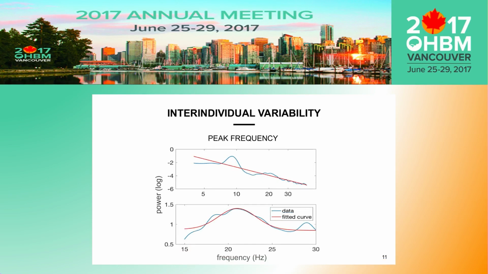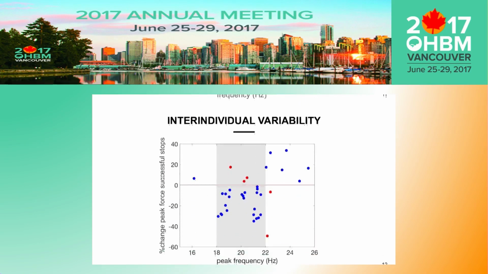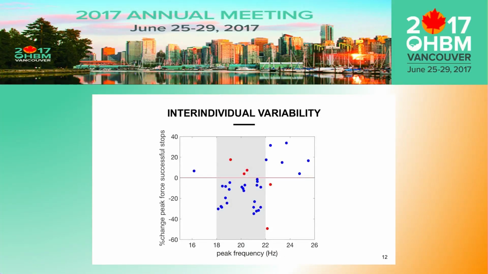So we used our resting state before we started stimulating to define the peak frequency in the beta range for these participants post hoc. What we then observe is that the participants that had a definable peak between 18 and 20 hertz, so 2 hertz lower or higher than the stimulation frequency, actually tended to be the ones that responded in the way that we expected. And the ones that fell outside of this range did not, with a few exceptions that are marked in red.